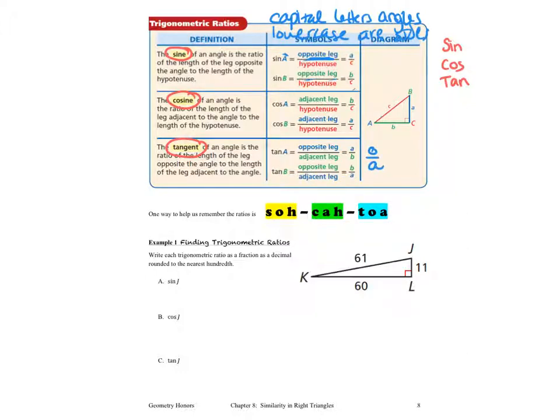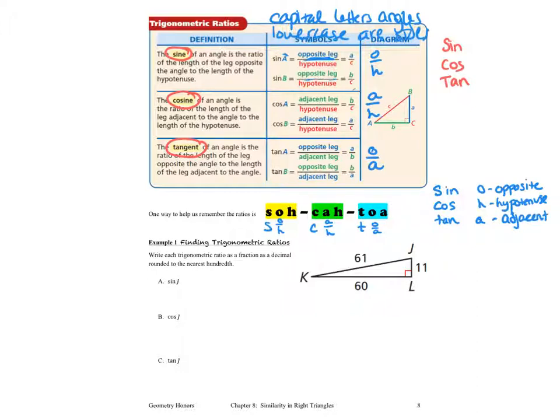Cosine is always going to be adjacent over hypotenuse, and sine is always going to be opposite over hypotenuse. So someone created this, we call it SOHCAHTOA, where sine means opposite over hypotenuse, cosine, adjacent over hypotenuse, and TOA, tangent, is opposite over adjacent. You need to know that S stands for sine, C is for cosine, T is for tangent. You also need to know that O stands for opposite, H stands for hypotenuse, and A stands for adjacent in order to have SOHCAHTOA work for you.